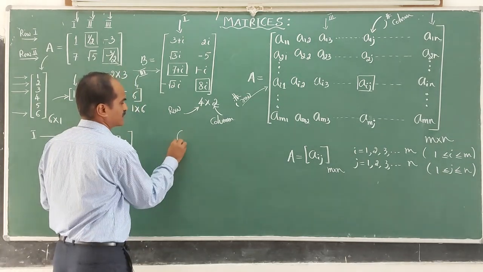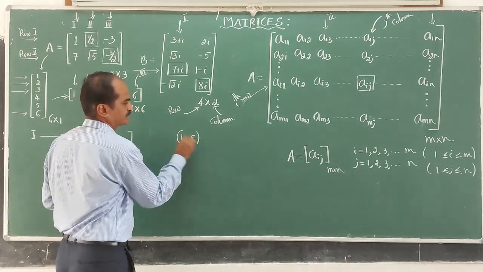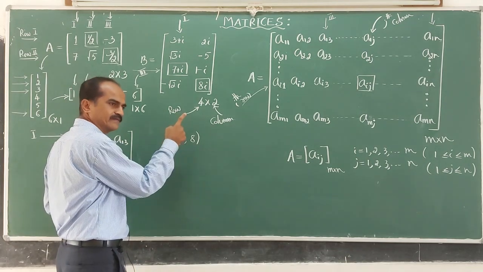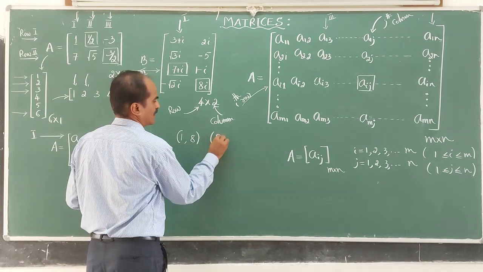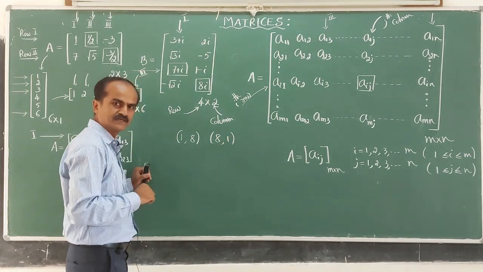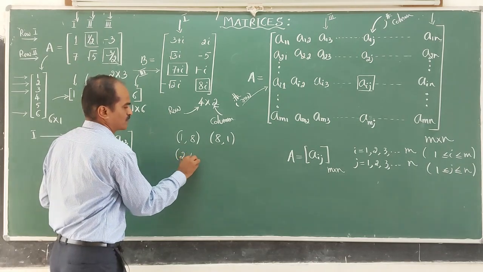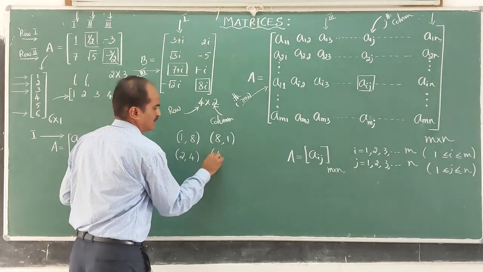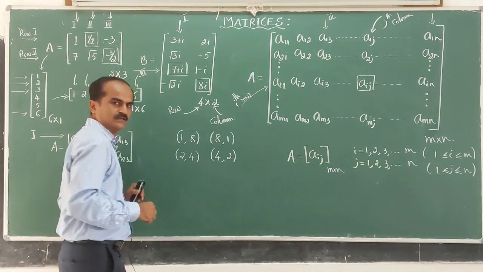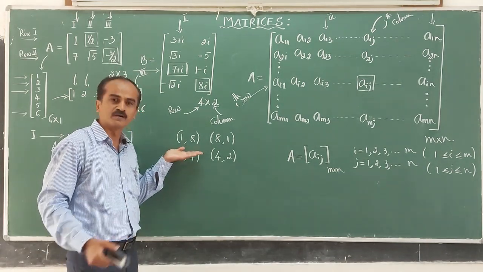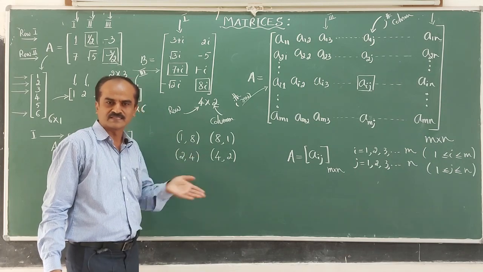Now let me write. 1, 8. 1 into 8 will give us 8. Another pair of numbers, 8, 1. 8 into 1 is 8. Let me write another pair, 2 into 4, and 4 into 2. So here I listed the set of ordered pairs of natural numbers such that their product is equal to 8.